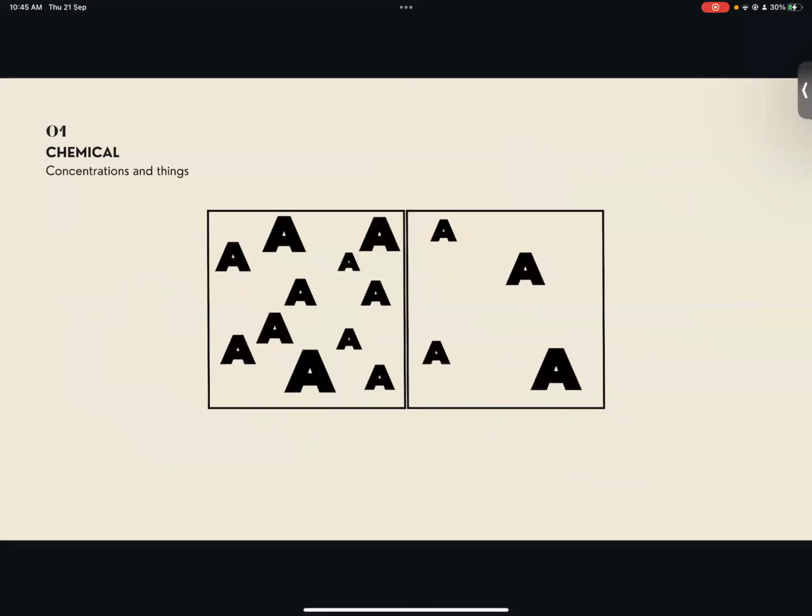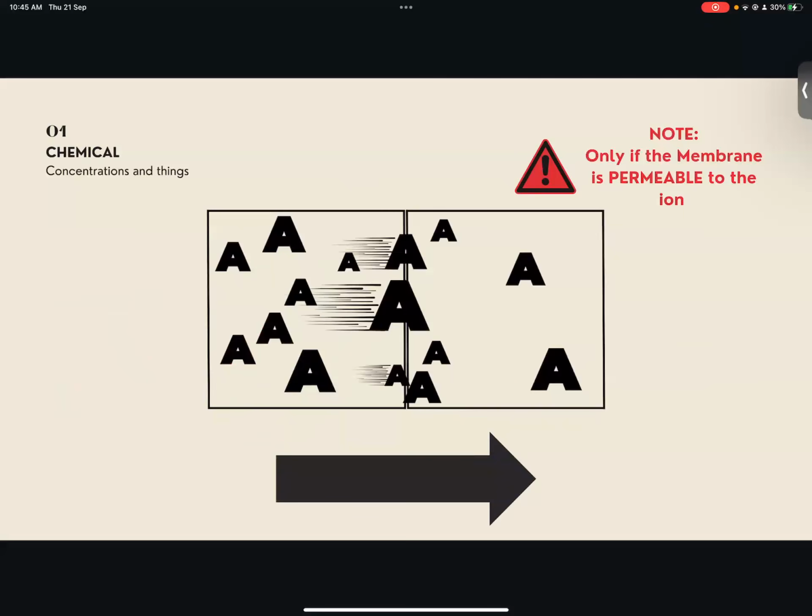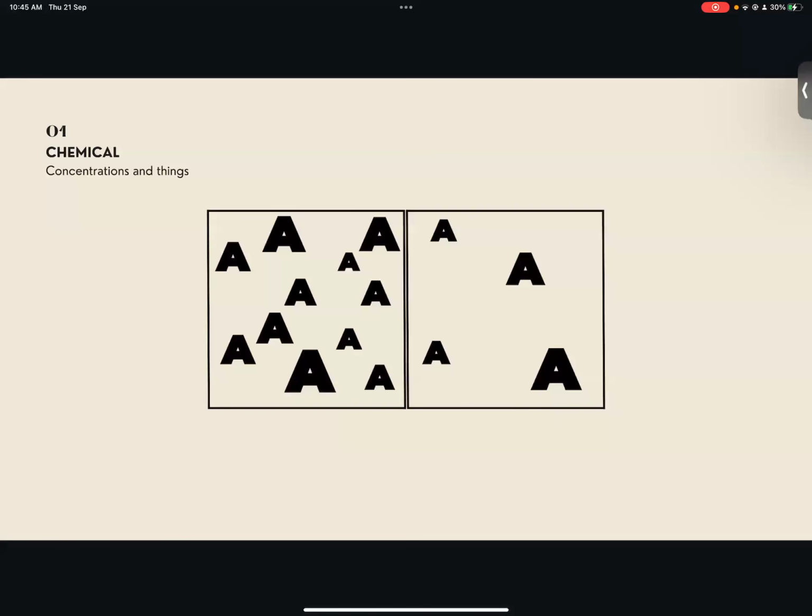So again, as we know in medicine, things always like to move from areas of higher concentration to areas of lower concentration. So here, if we have a chemical gradient within these two compartments, we can say that these A's are going to move from the left to the right. Again, only if the membrane is permeable to these A's. This is a very, very important concept because this is a very oversimplified diagram.